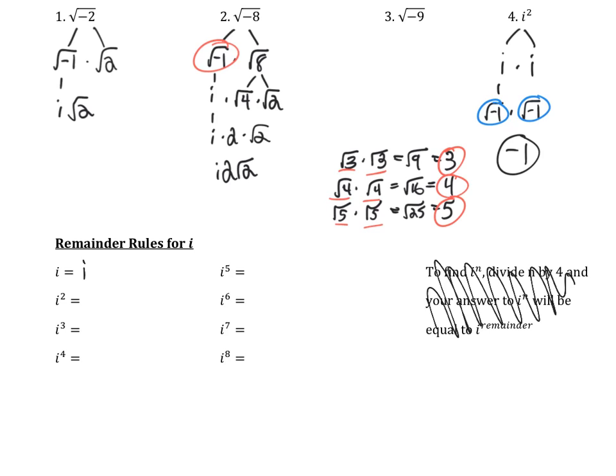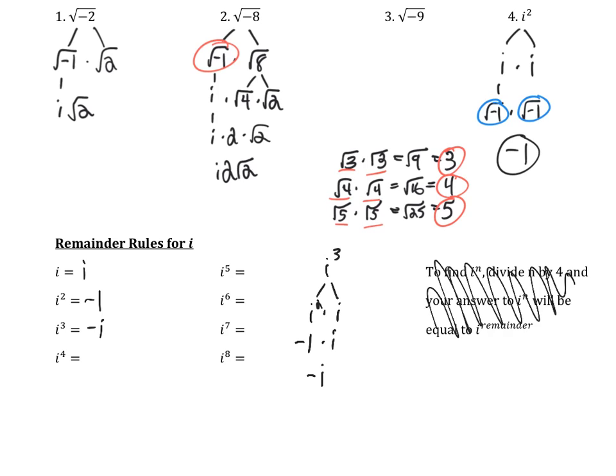i squared, as we saw before, is negative 1. What would i cubed be equal to? Well, let's come over here on the right. I know i cubed I could break down into i squared times i. And I do know that i squared is -1, and I know i is i. What's -1 times i? Well, that would just simplify to -i. So what's i cubed? It's -i.